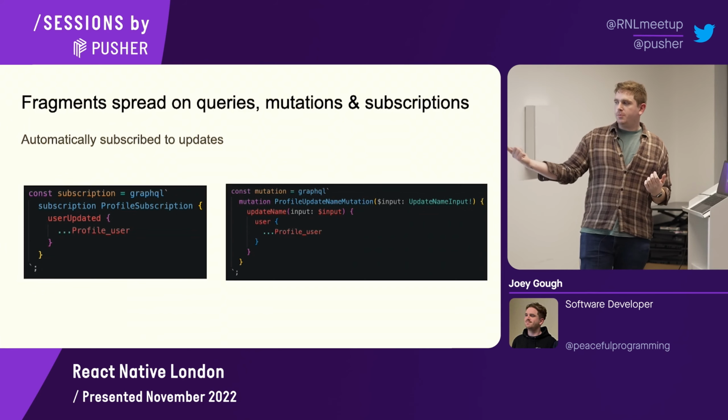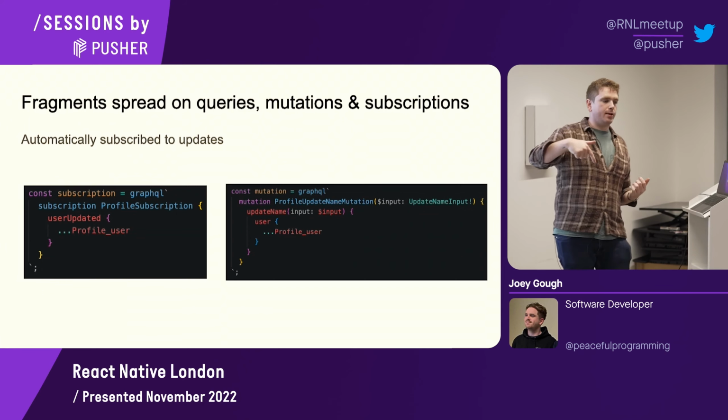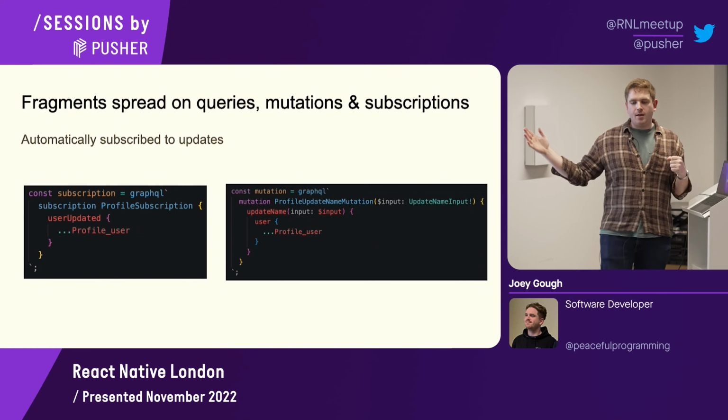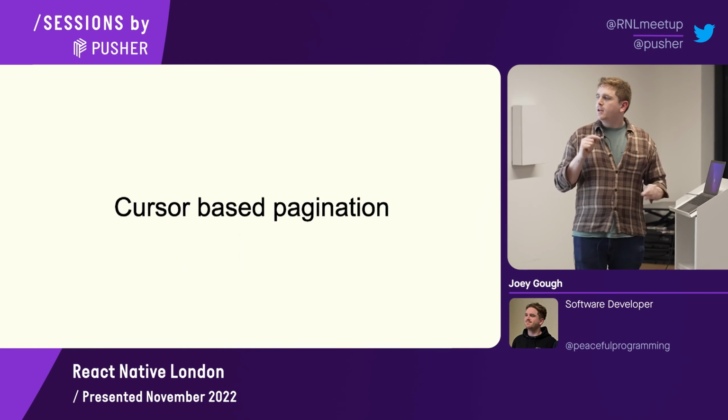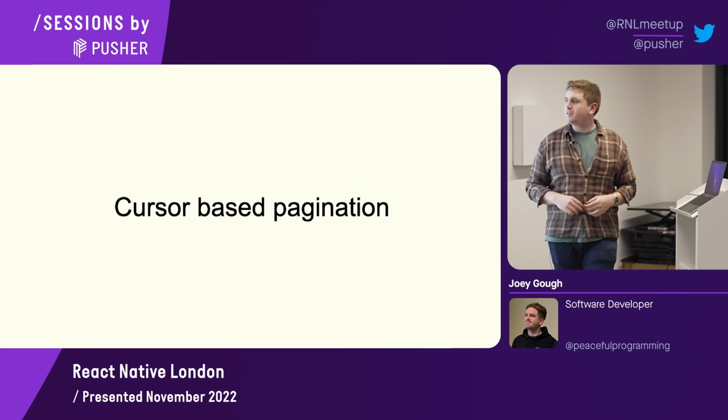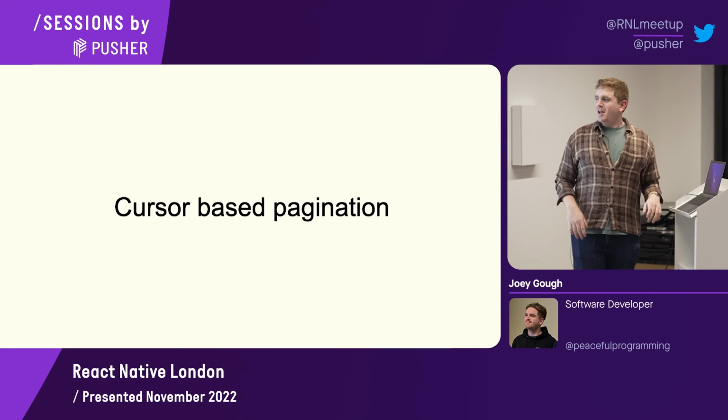And also with a mutation, it will optimistically update the store while it goes and makes the mutation. So yeah, that's that. Cursor-based pagination. I'll take a breath for a second.